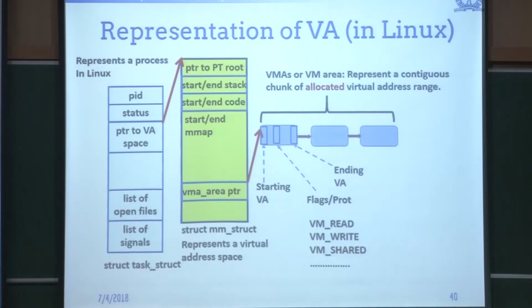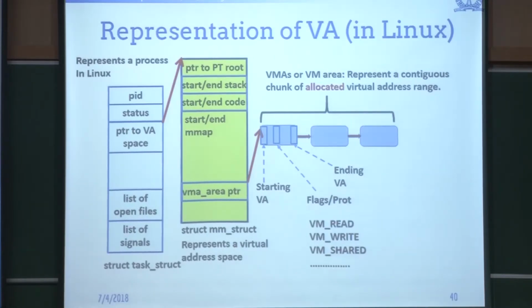It has a lot of information. It is actually really big. Some of the interesting ones are the process identifier. Each process has an ID, a number. Then the status of that process, whether it is running, waiting for something, or suspended, and so on. Also, what files it has opened, and what signals it has generated or is waiting upon, and so on.